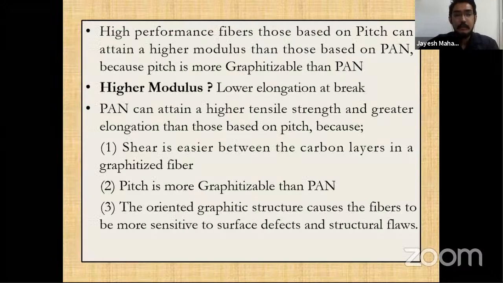If you compare high performance fibers, those based on pitch can attain higher modulus than those based on PAN, because pitch is more graphitizable than PAN. Higher modulus is basically lower elongation at break. PAN can attain higher tensile strength and greater elongation than those based on pitch, because first of all, its shear is easier between the carbon layers in graphitized fiber. Second, pitch is more graphitizable than PAN. Third, the oriented graphitic structure causes the fibers to be more sensitive to surface defects and structural flaws.